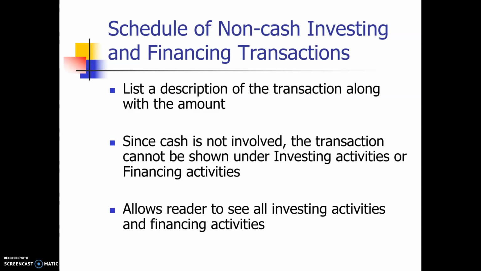So what we'll do on this schedule is we'll list a description of the transaction and show the amount. And the reason for providing this schedule is that this is going to allow the reader of the financial statements to be able to see all of our non-cash investing and financing transactions between looking at the statement of cash flows in the investing activity section and the financing activity section and this schedule. They can see all of these transactions. And so that's the purpose for doing this.